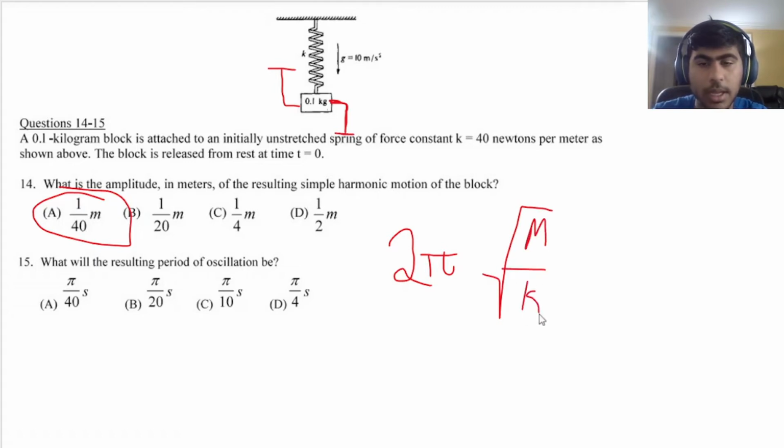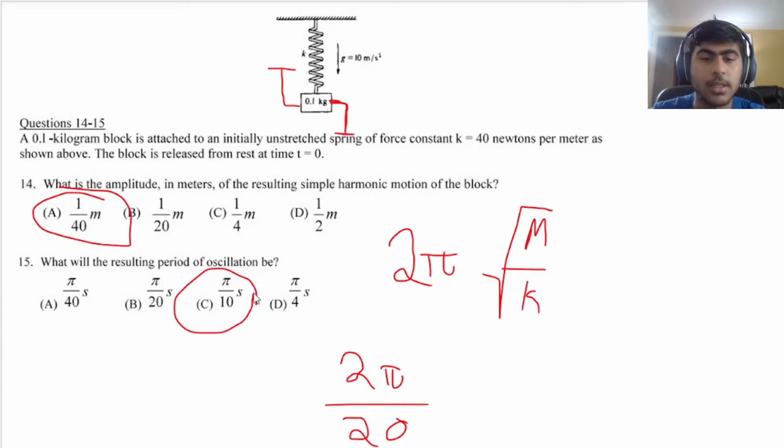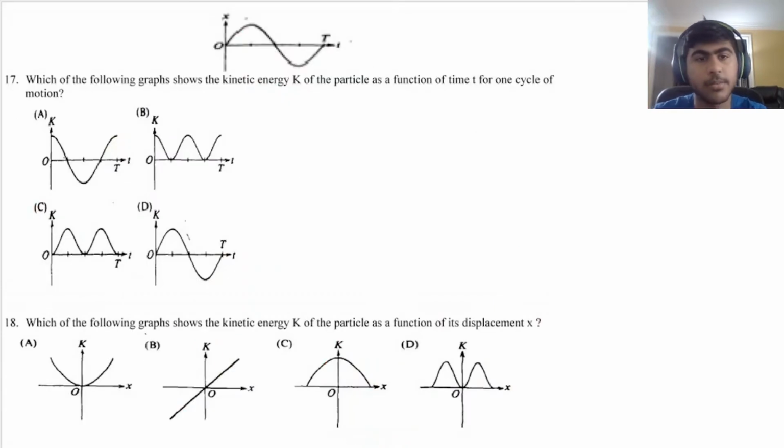M is 0.1, k is 40. M over k is going to be 1/400. The square root of that is 1/20. That's going to be 2 pi over 20, which is pi over 10 seconds. The answer is C. Let's keep going.